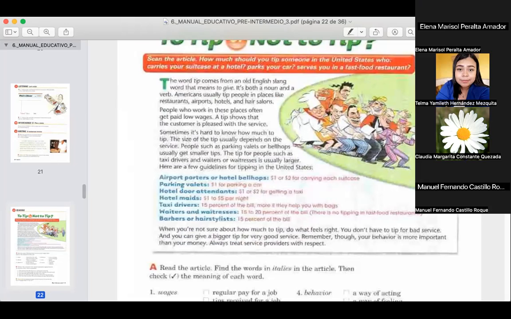The word tip comes from an old English slang word that means to give. It's both a noun and a verb. Americans usually tip people in places like restaurants, airports, hotels, and hair salons.